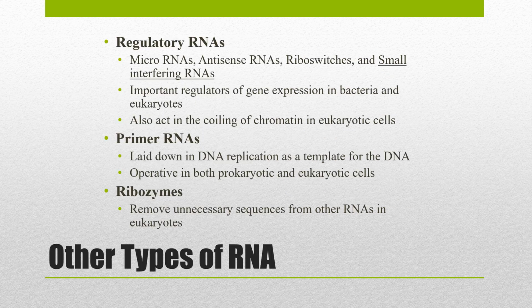There are three more types of RNAs that I do want you to know. Again, this chapter is very definition heavy. There are regulatory RNAs, also known as riboswitches, which I think is a neat way to think of them. These are going to be like on-off switches for DNA. They are important regulators of gene expression in bacteria as well as in eukaryotic cells. So I want you to think of them again as on-off switches for DNA. They are going to regulate gene expression.